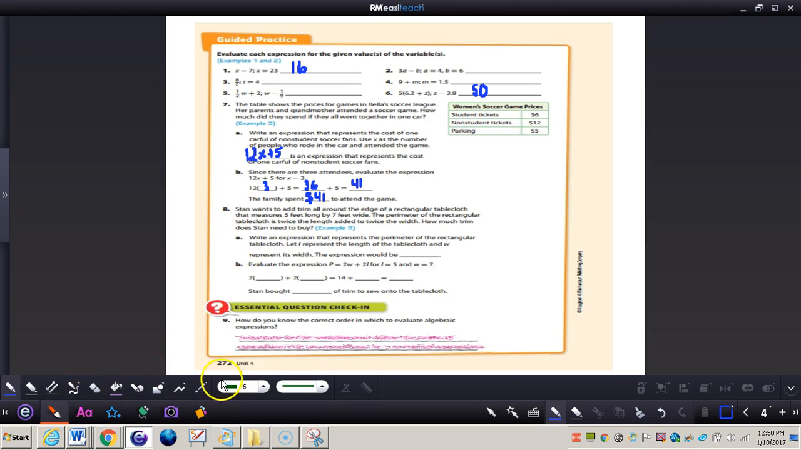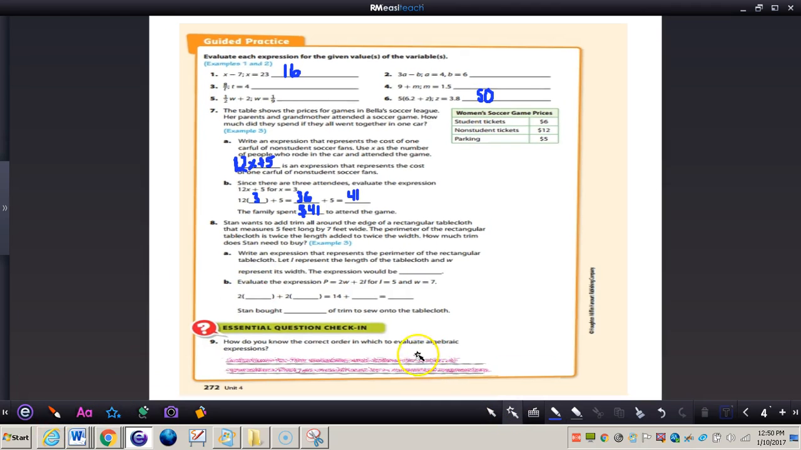Now let's take a look at the essential question check-in. It says, how do you know the correct order in which to evaluate algebraic expressions? We substitute the variables and follow the order of operations that you would use for a numerical expression. And this wraps up the video on evaluating expressions. If you have any questions about this concept, please come and see me.